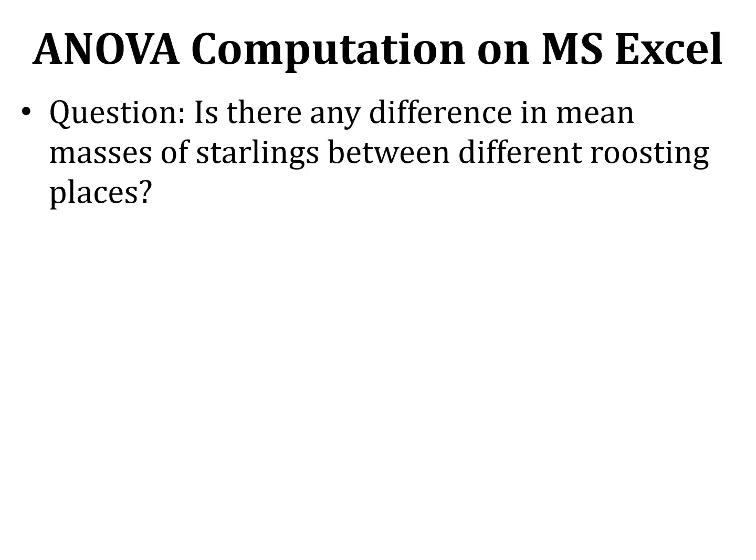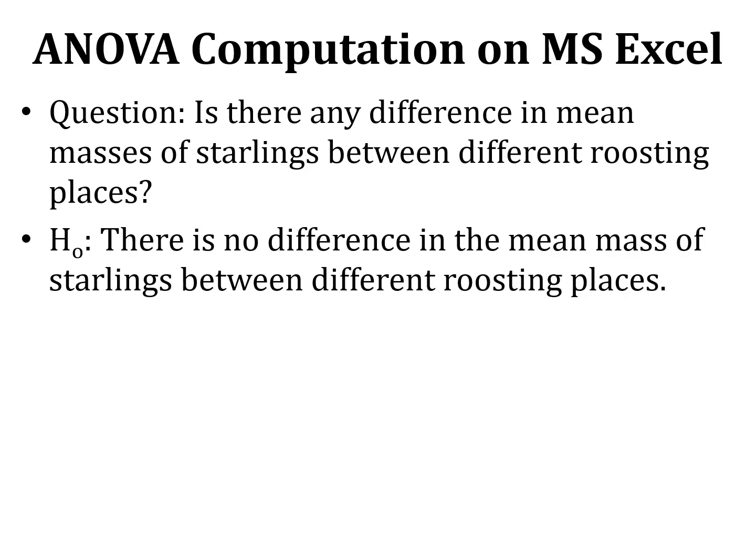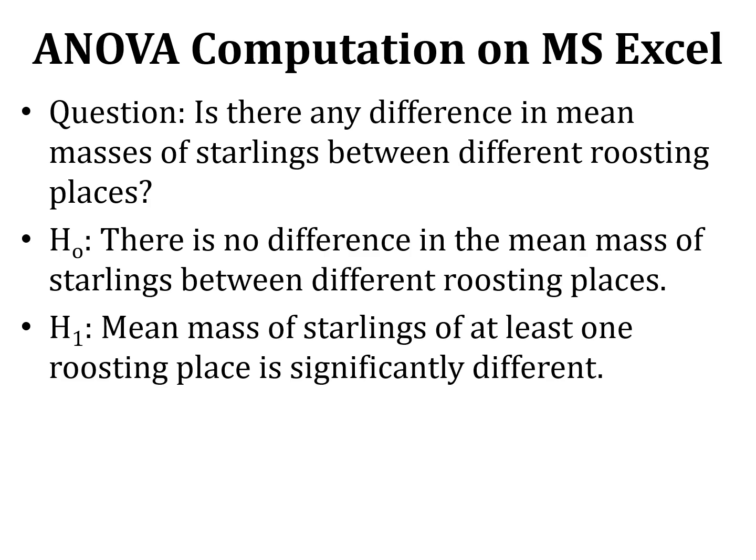To proceed further, we are going to state the null hypothesis to answer this question. The null hypothesis is that there is no difference in the mean mass of starlings between different roosting places. The alternate hypothesis is that the mean mass of starlings of at least one roosting place is significantly different. We can also say that the mean masses of starlings of different roosting places are significantly different. That's how we can state our alternative hypothesis in another way as well.